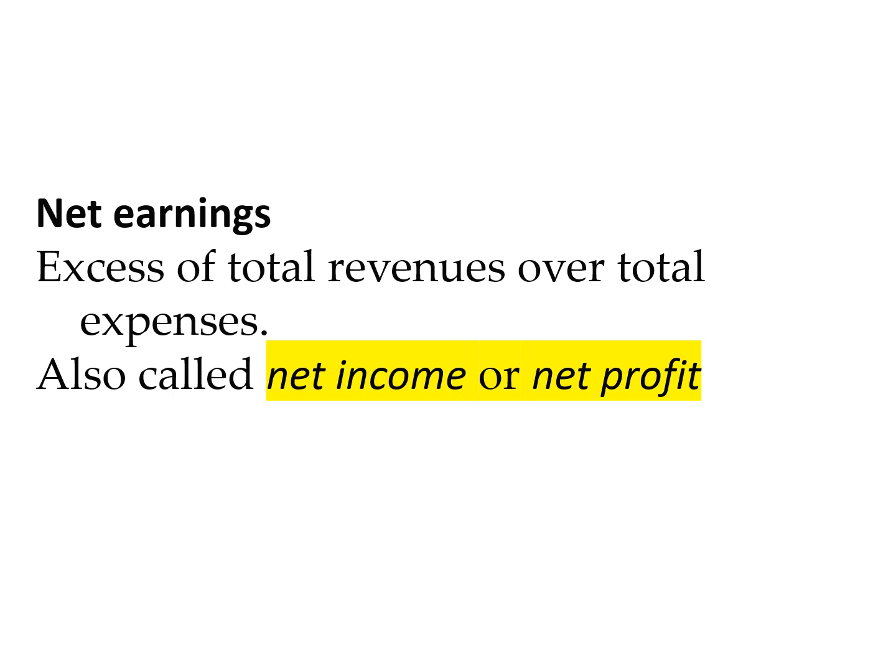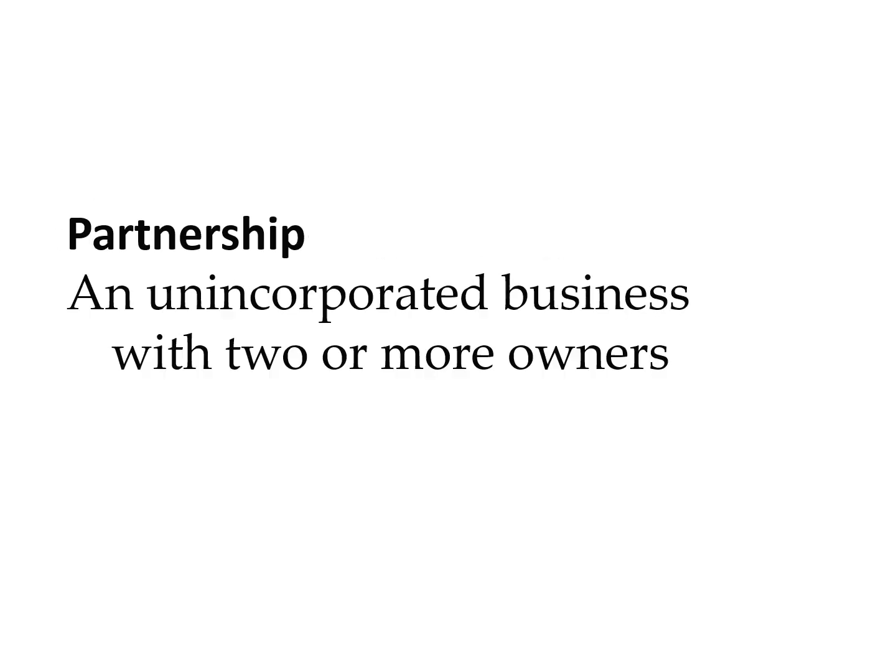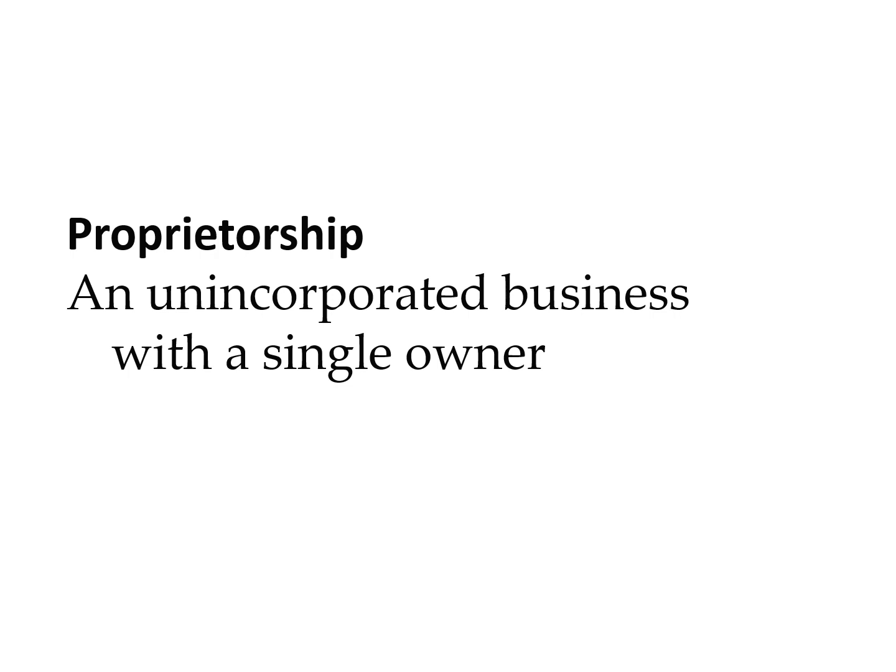Net earning. What is net earning? The excess of revenue over total expenses is known as net earning, and this is also known as net income or net profit. Net earning, net income, net profit, same thing. Partnership is an unincorporated business with two or more owners. When there are at least two or more owners, that is known as a partnership. And proprietor: one owner, sole proprietor, single owner.